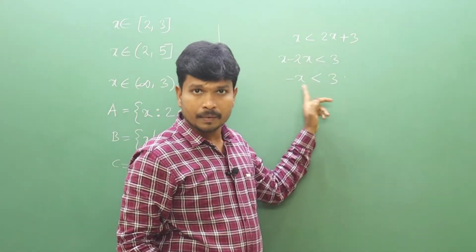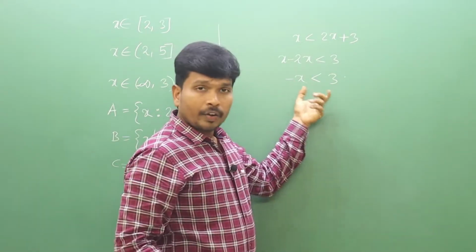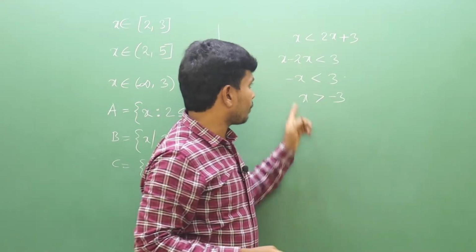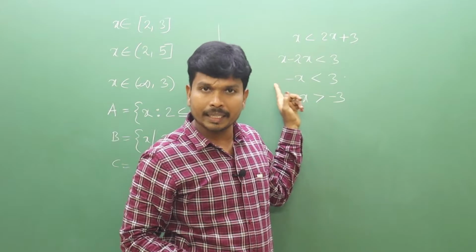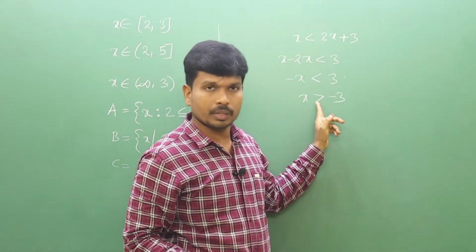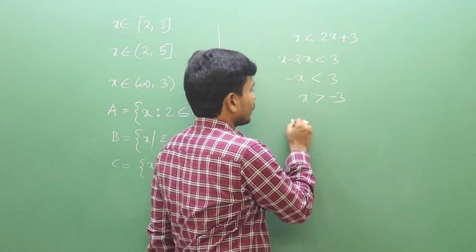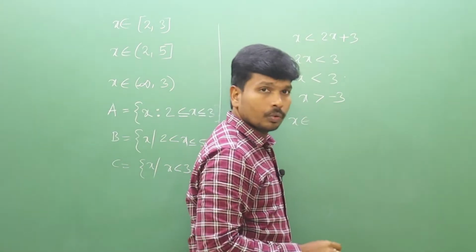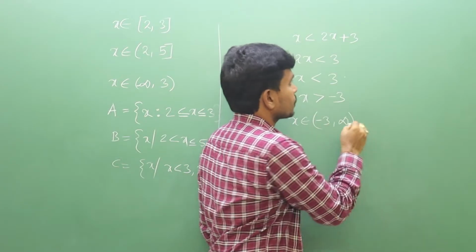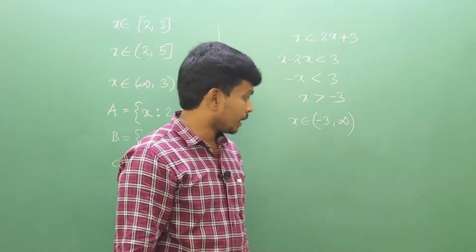Multiply with minus. Need to find x values now. So that's why x is greater than minus 3. When we are multiplying both sides by a negative, the inequality sign must be changed. So that's why greater than. So what is the interval form? x belongs to open minus 3 to infinity. This is your answer. Okay.